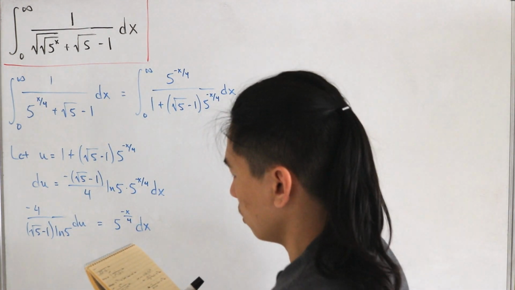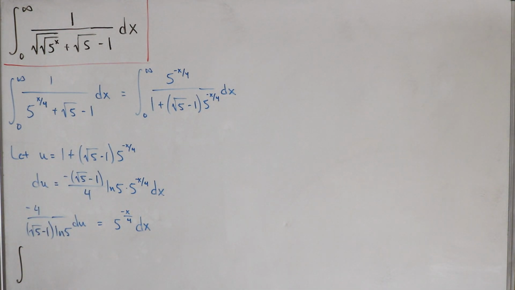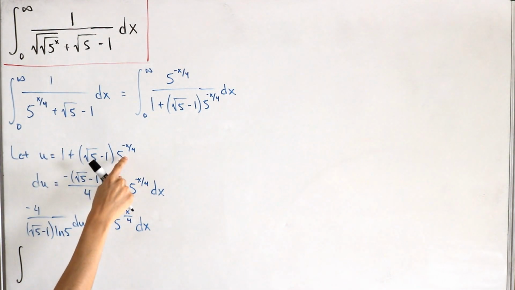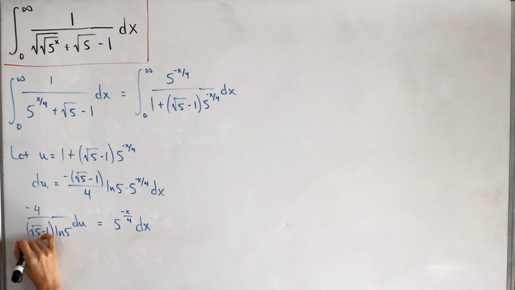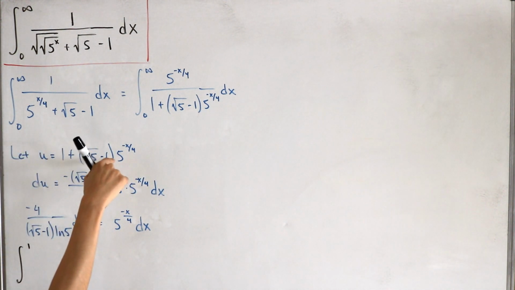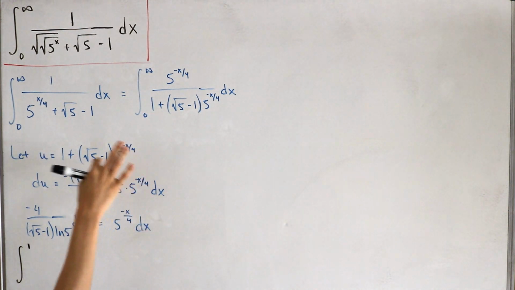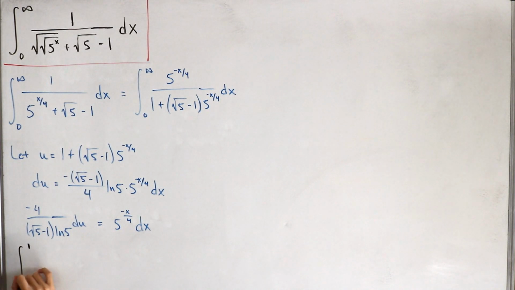And so now we have the following. And don't forget that we also have to calculate our new bounds too. So we have the new bounds. If I plug infinity in for x over here, notice that 5 to the negative infinity is just going to be 0. So it's 1 plus 0, so that'll be just 1 on the top. And if I plug in 0, 5 to the negative 0 is just 1. Then 1 times this whole thing, so 1 plus the square root of 5, then subtract 1, so we're just back with the square root of 5.